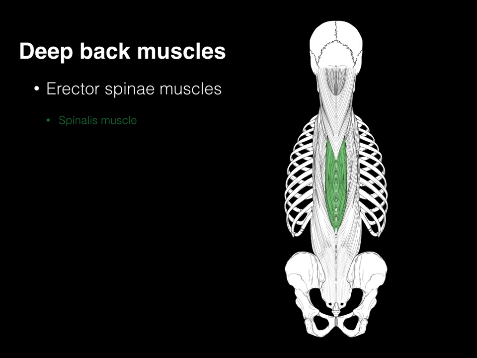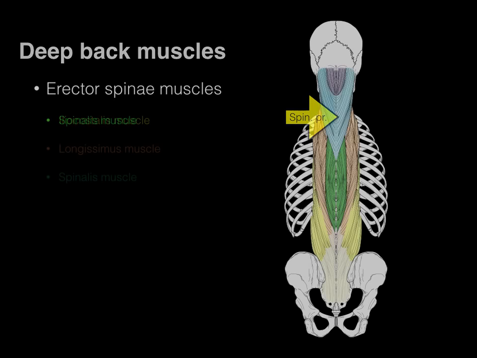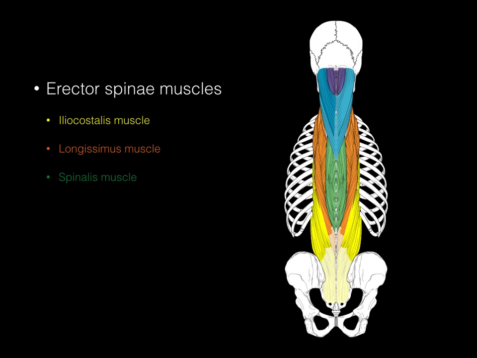And then finally, of the erector spinae is the spinalis muscles, and this muscle group attaches all along the spinous processes of the back. And so here we have our three erector spinae muscles, I, L, S, for iliocostalis, longissimus, and spinalis. I remember this for I love sarsaparilla, or some other word that begins with S.